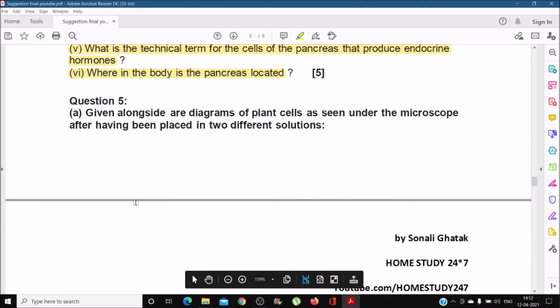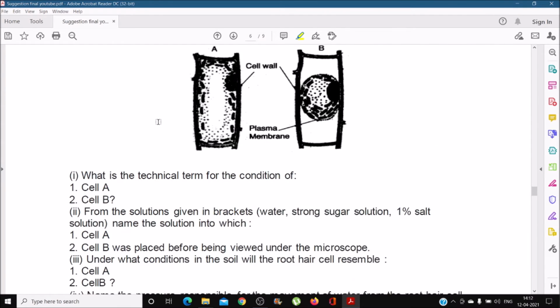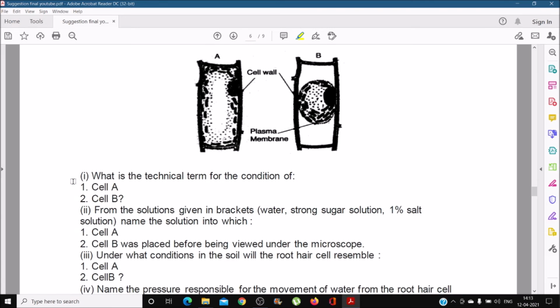Question number 5. Given alongside is a diagram of a plant cell as seen under the microscope, after having been placed in two different solutions. This is the structure. Now, what is the technical term for the condition of cell A and cell B? This is cell A, this is cell B.